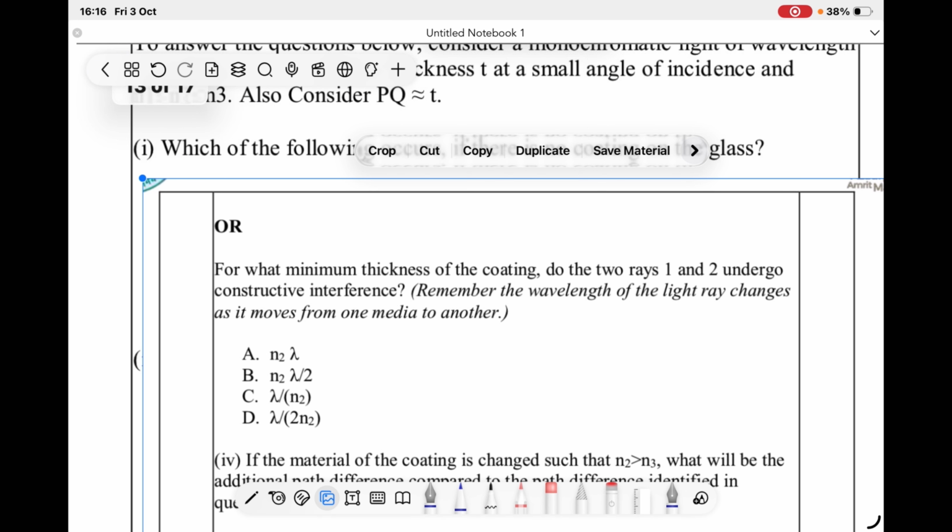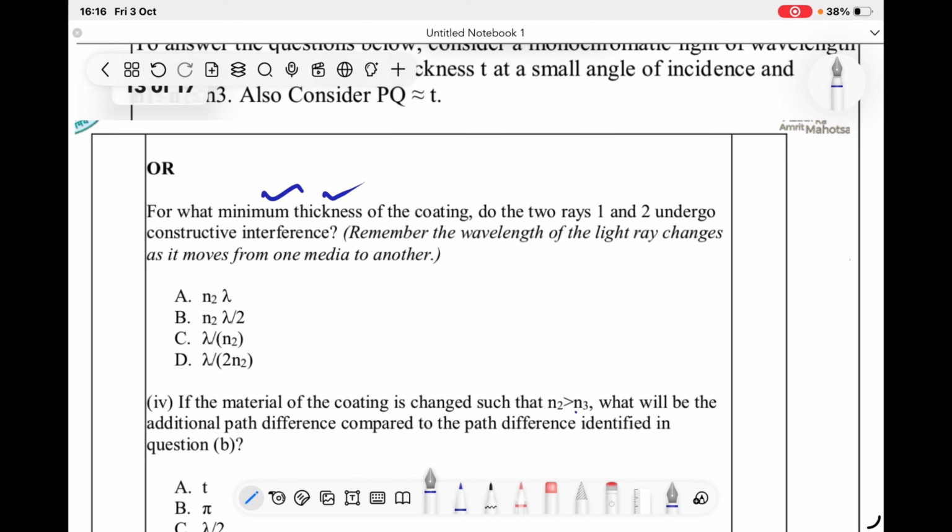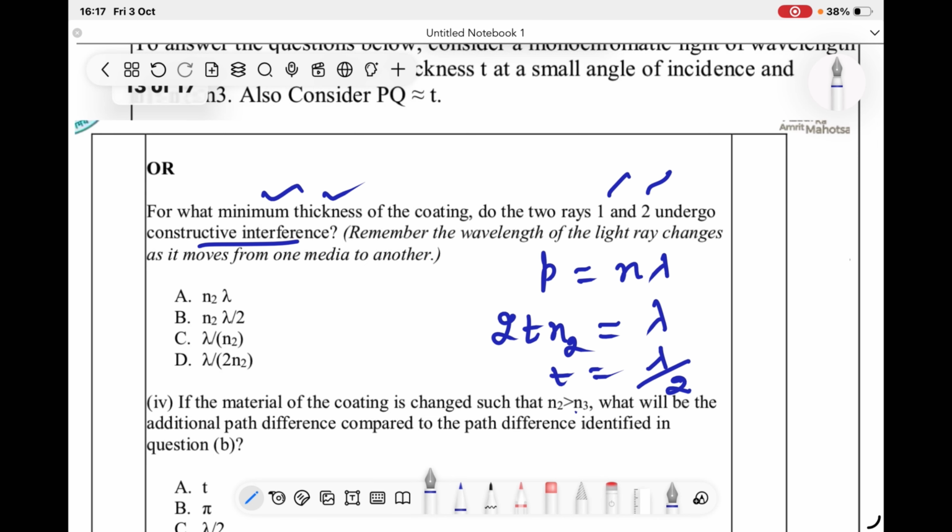Yeah, let us see this. This is the or part. For what minimum thickness? Again it is minimum, so n will be 1. Do the rays 1 and 2 undergo constructive interference? Constructive means bright interference. So for that the path difference is n lambda. If you remember from interference, what path difference did we just say? T going, T coming, so 2t, and then for proper optical path difference you will have to include the refractive index also of the anti-reflective coating, where n should be 1, so it is 1, and then t will be lambda by 2 and 2.